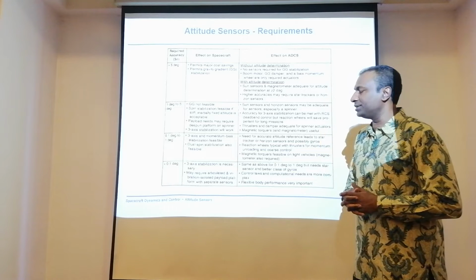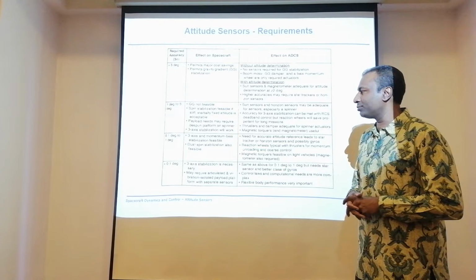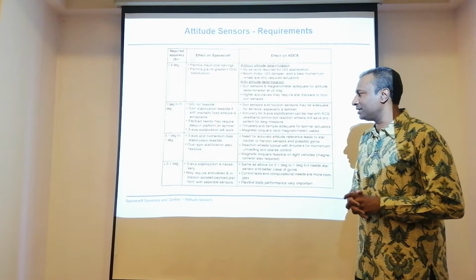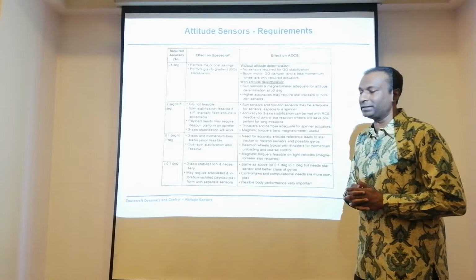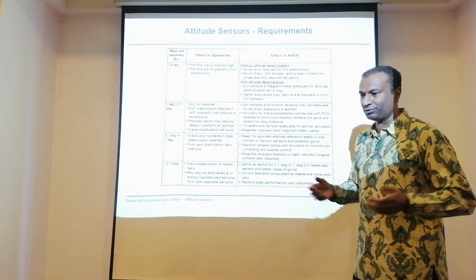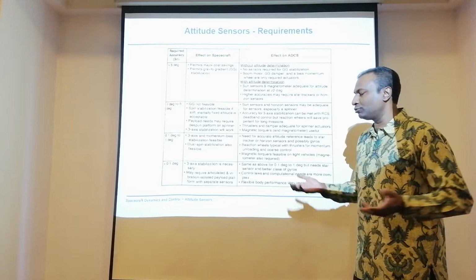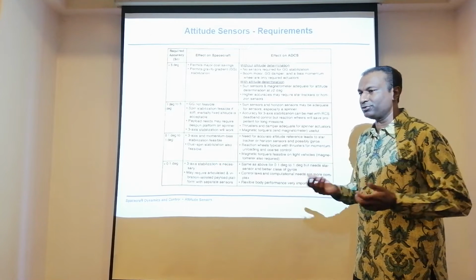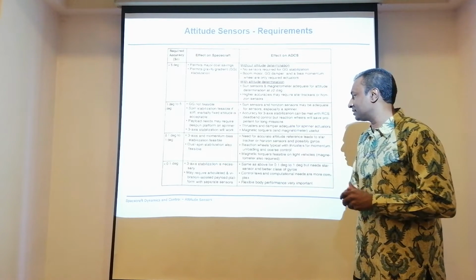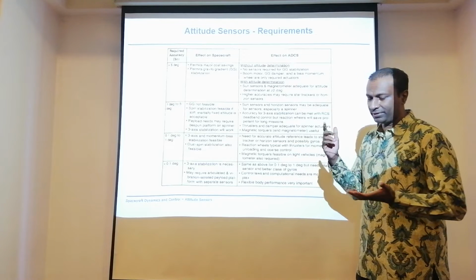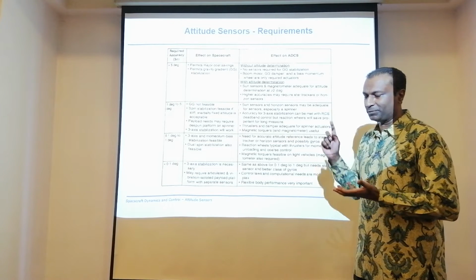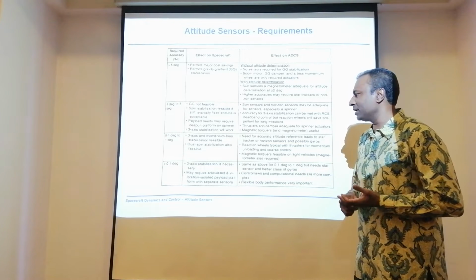Accuracy goes even better, 0.1 degree to 1 degree. Then you have momentum bias stabilization, which we have also discussed. You can go up to typically 0.1, 0.2. Yes, you need sensors. So we can have magnetometers, earth sensors, infrared sensors, etc.